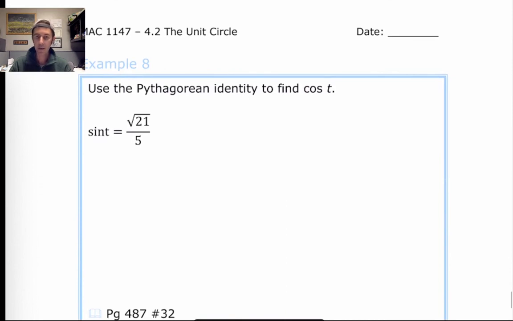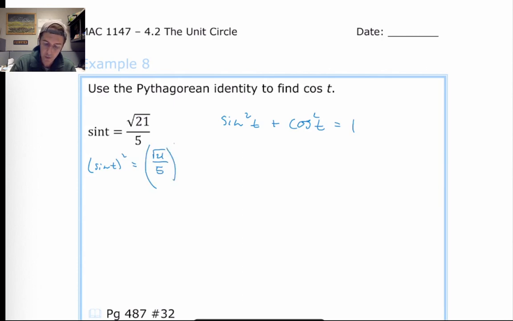Use the Pythagorean identity to find the cosine of t. Tricky. What's the Pythagorean identity? Sine squared t plus cosine squared t equals 1. I don't know what sine squared is. Sine squared is the same thing as taking the sine of t and squaring it, which means we have to take the square root of 21/5 and square it, which is equal to 21/25. So sine squared t is equal to 21/25.